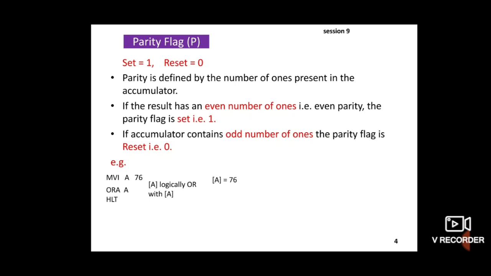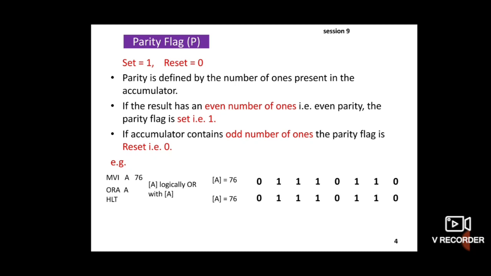Now see how. A contains which data? 76. Now write the binary bits of the hexadecimal number 76. See 0, 1, 1, 1, these are 7, and 0, 1, 1, 0, these are 6. That is the hexadecimal number 76. Because in ORA, instead of this A, you can write any other general purpose register, meaning B, C, D, E, H, L. Okay. Again, ORA A means logically OR with the accumulator.